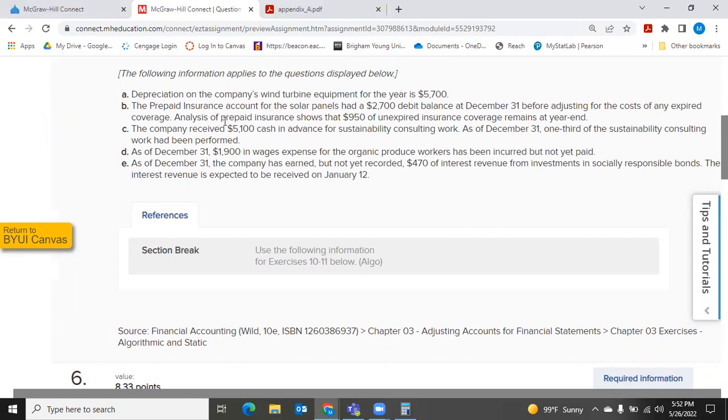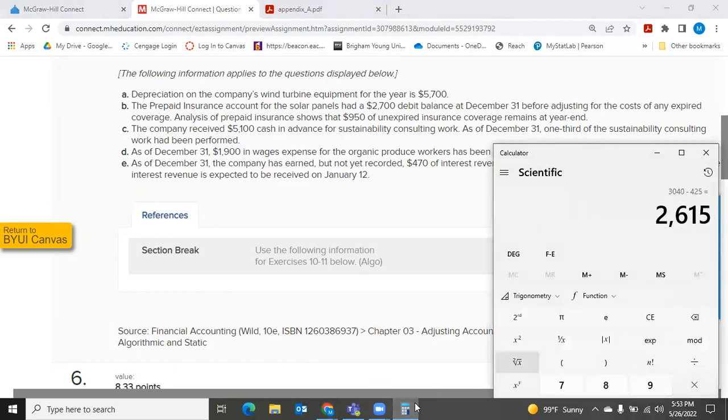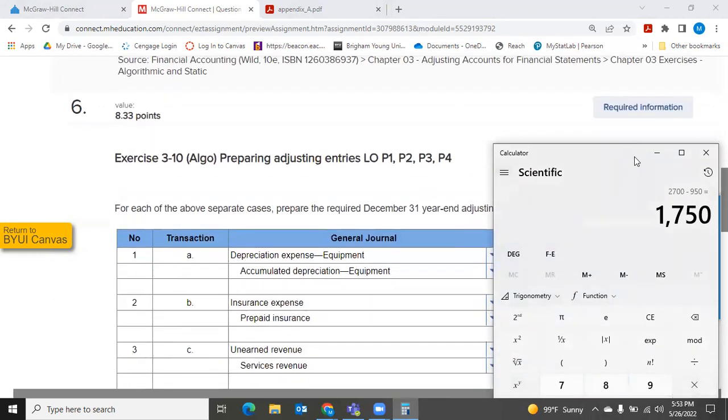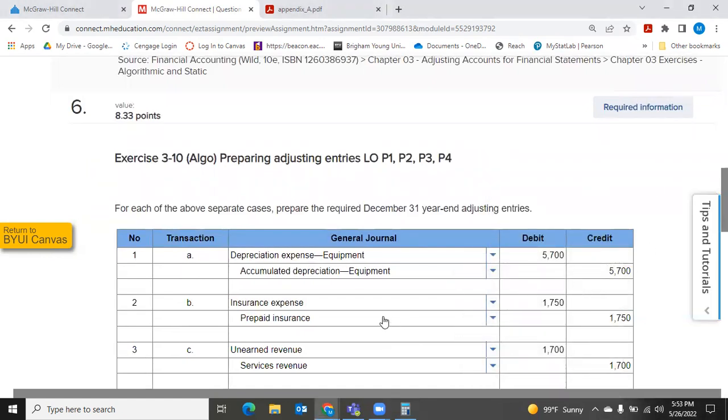For B, the prepaid insurance account for the solar panels had a $2,700 debit balance at December 31st before adjusting for any expired coverage. Analysis of the prepaid insurance shows that $950 of unexpired coverage remains at the end of the year. So they're telling us 2,700 was the balance, and now the balance is 950. Again, I'm figuring out how much I used up. So I used up $1,750 worth. So I would debit insurance expense and credit prepaid insurance $1,750.